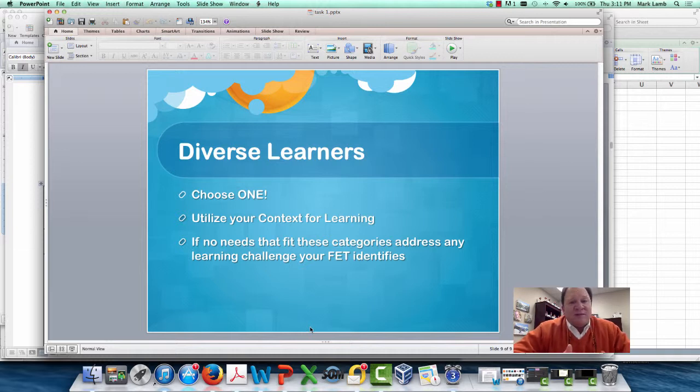If no one fits into one of those categories, let's say you don't have gifted students, you don't have an IEP or a 504 plan, then you will most likely have some learning needs, some kinds of challenges that your field experience teacher can identify for you.